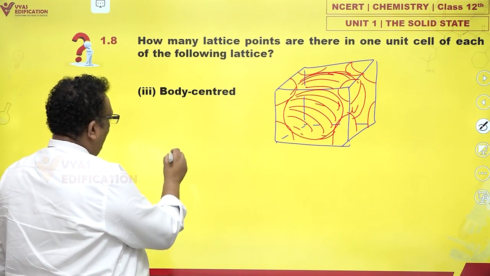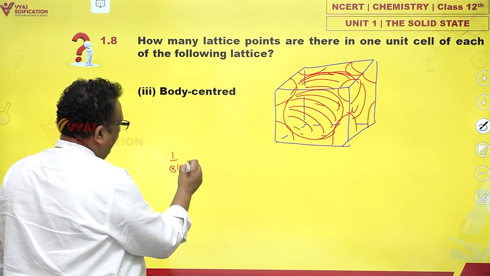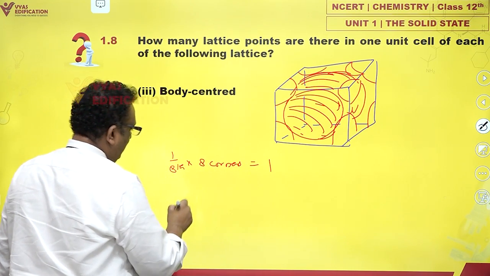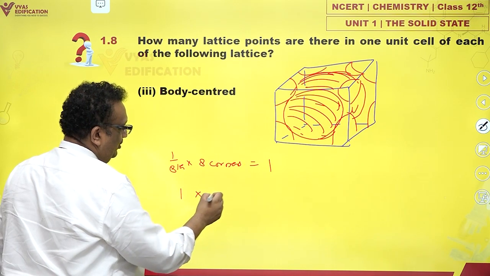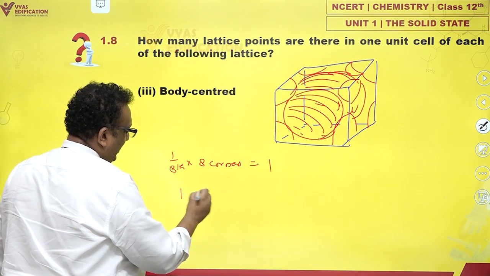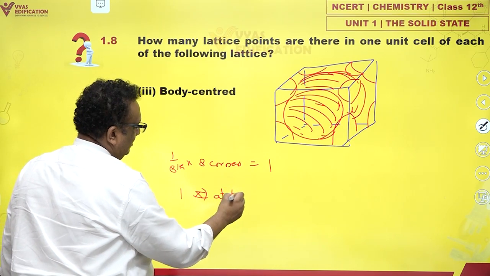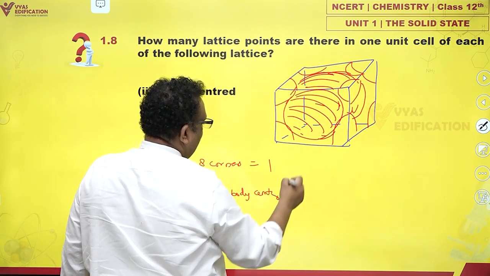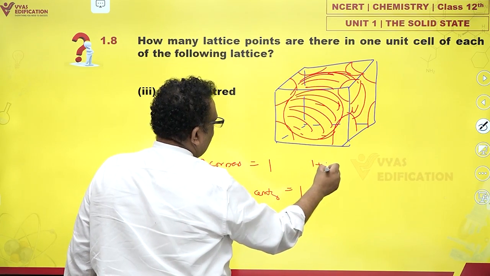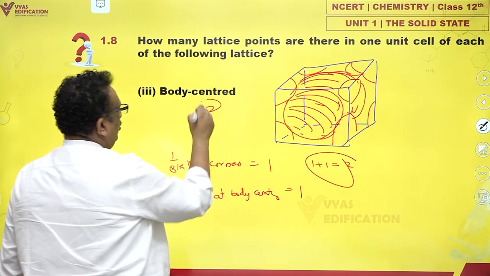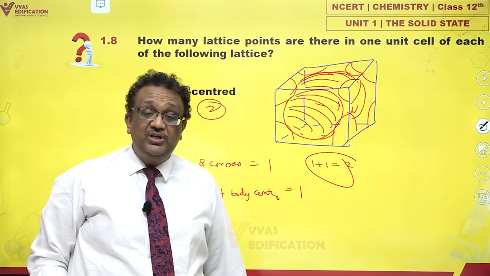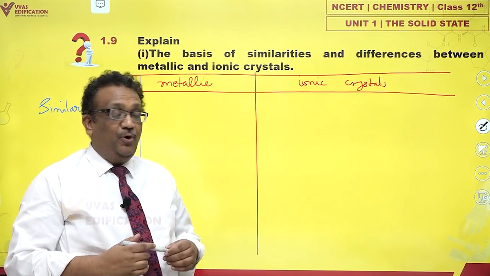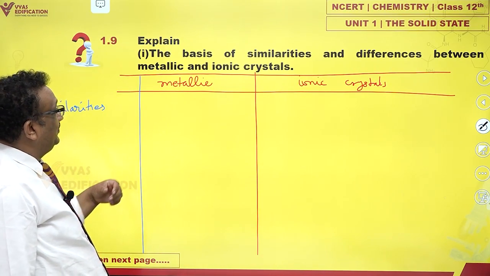So 1/8 into 8 corners. This is 1, and 1 at the body center. This fat one at the body center is entirely within. So 1 plus 1 is 2. So 2 atoms are present within each unit cell if you have a body-centered cubic structure. Let's take them point by point and start covering them.